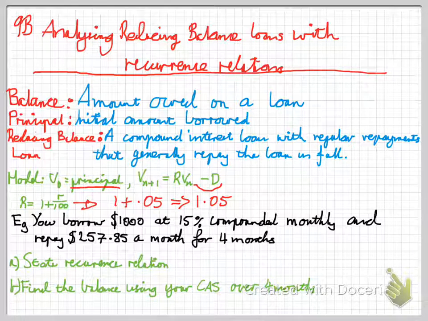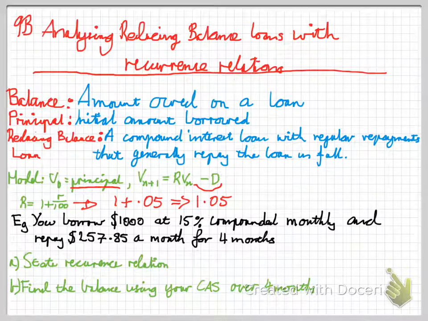Alright, so we'll dive straight into an example for this. I think it might be the easiest way to run through it. Like I've mentioned, it's pretty similar to combining geometric growth and decay. So you look at that. If you borrow $1,000 at 15% compounded monthly and repay $257.85 a month for 4 months, we want to run through firstly stating the recurrence relation.